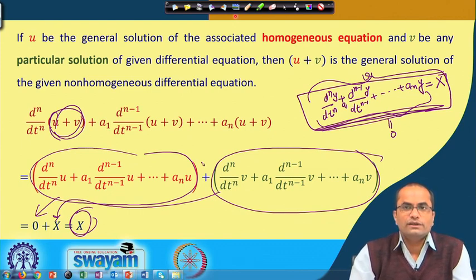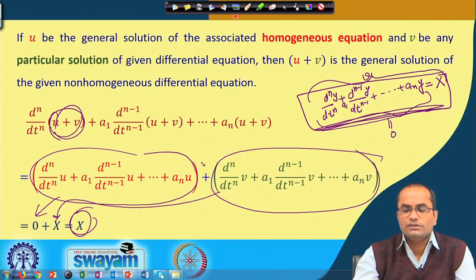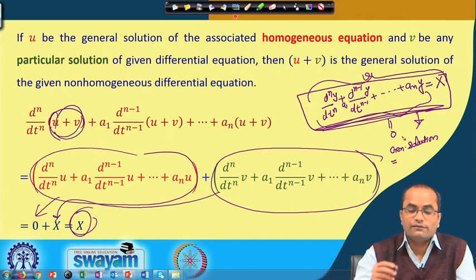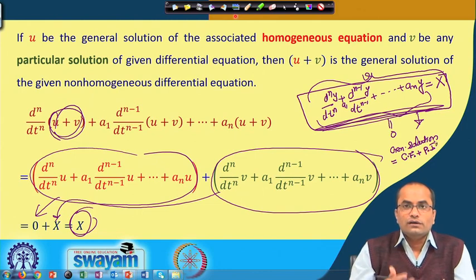So, that is the trick we are using there to get the general solution of the non-homogeneous differential equation, and we write down the general solution here for this differential equation as u plus v. We call this u the complementary function, the solution of the homogeneous equation, and we call v the particular integral, that is, one particular solution of the given non-homogeneous equation.